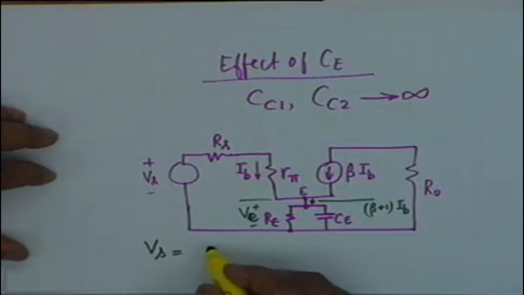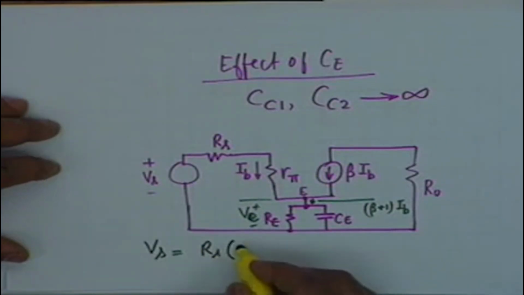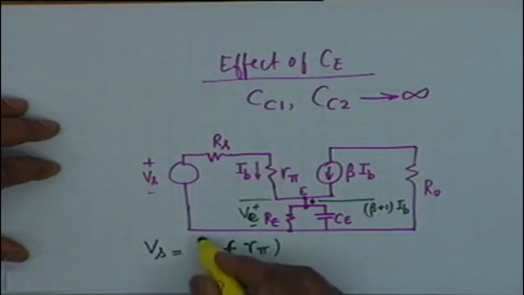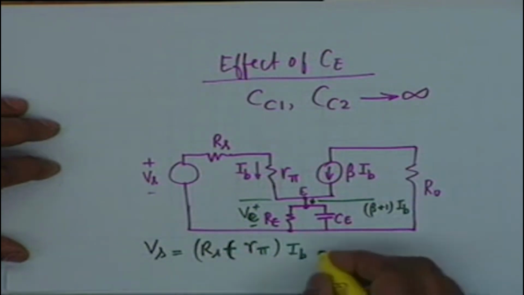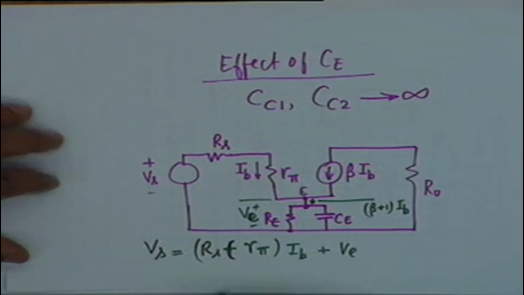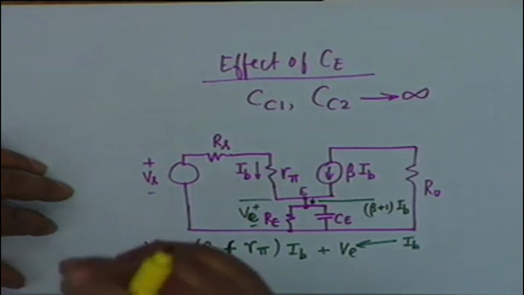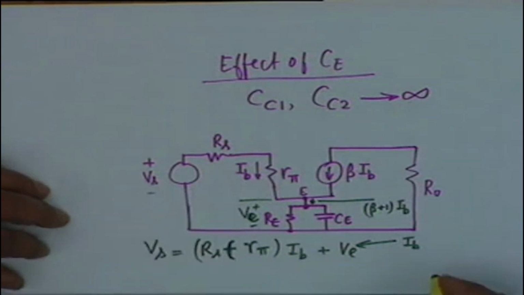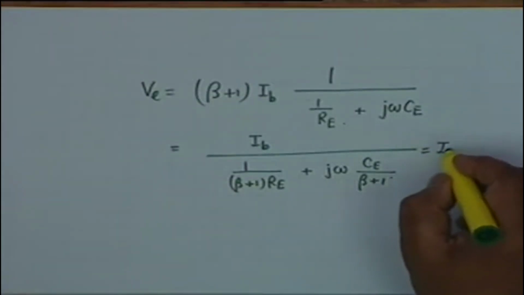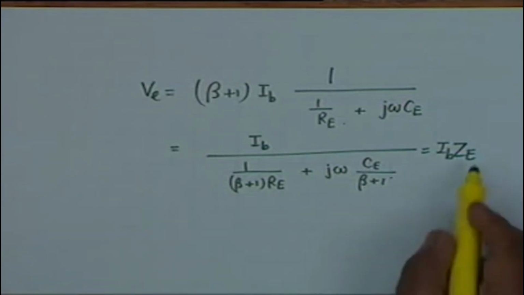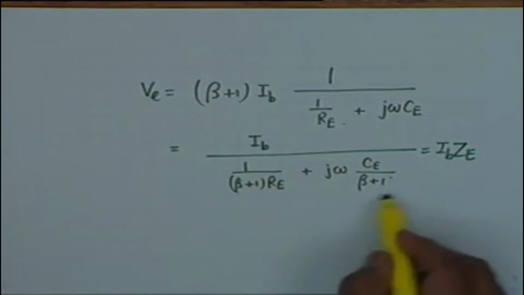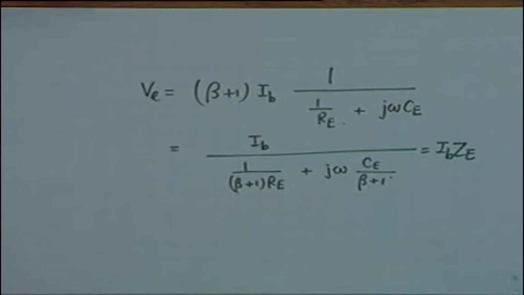Well, my KVL is Vs equals Rs plus R pi times I sub B plus VE, and VE I have expressed as I sub B multiplied by an impedance, let us say ZE. I have done that in this simplification. I write this as IB times ZE, where ZE is 1 by this whole thing.